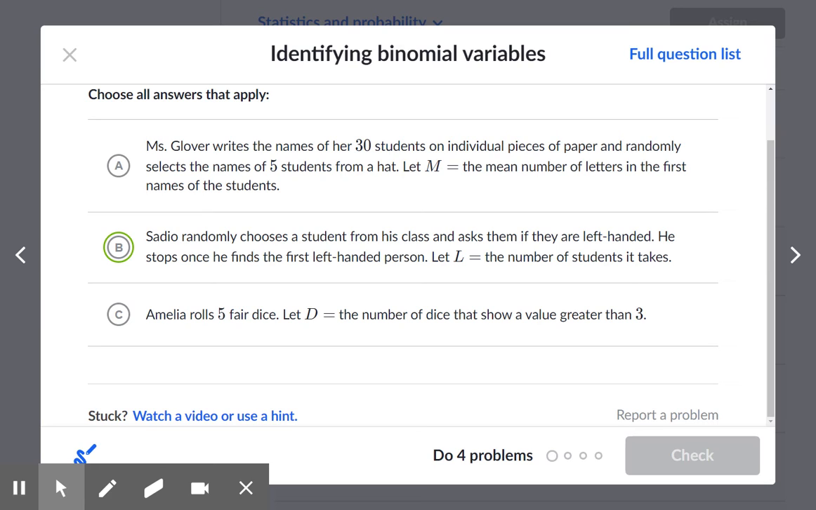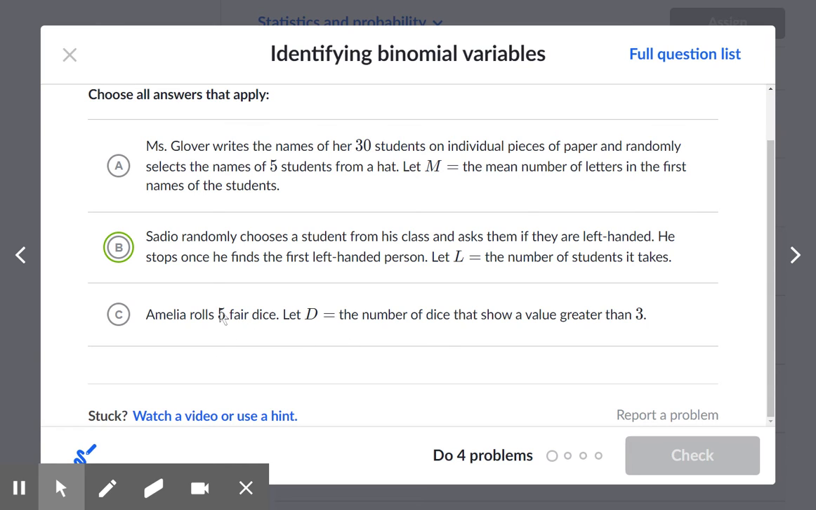So is it binary? A die can show greater than 3 or not greater than 3. Now, is it independent? Roll 5 dice, and each die can be greater than 3 or not. D is the number of dice that show a value greater than 3, so it could be 0 or all 5 of those dice. Is it binary? Yes, greater than 3 or not greater than 3. Is it independent? Yes, it says fair dice, so they're independent.